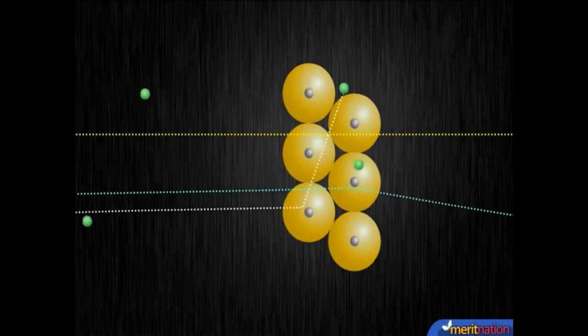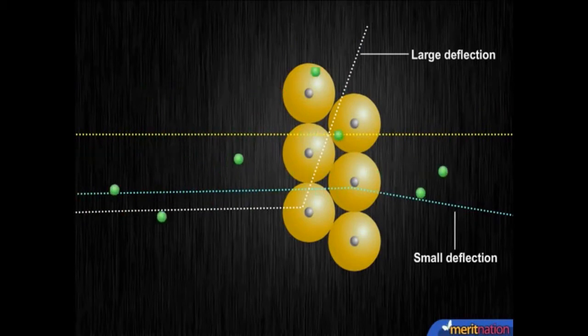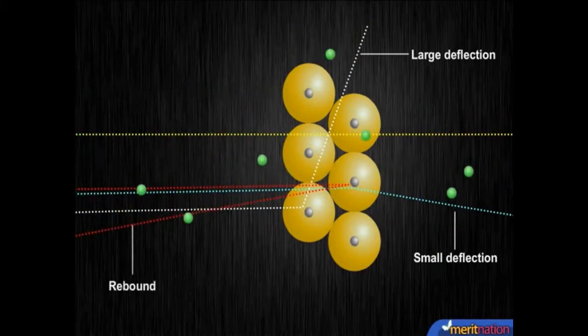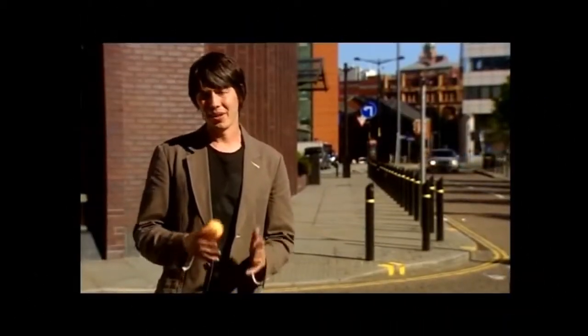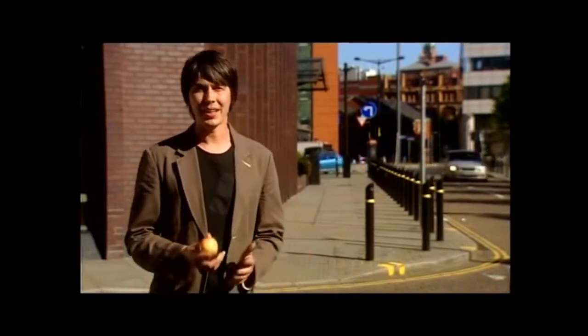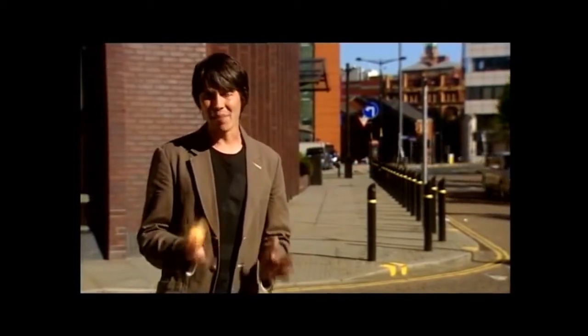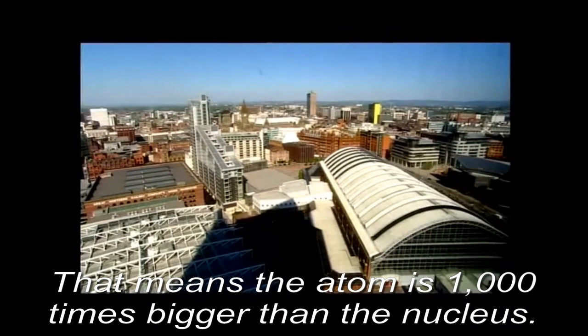With very few deflections, the nucleus had to be small and dense. And because some of the alpha particles bounced back, the nucleus had to have a positive charge to reflect the positive alpha particles. We'll look at electrons and electron shells a bit later. Rutherford had come to the astonishing conclusion that most of the atom, and therefore most of what we think of as ordinary matter, is in fact empty space. So if this apple were the atomic nucleus, the electrons would be a kilometre away.